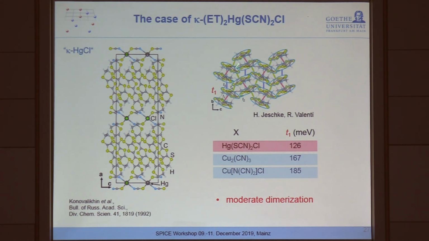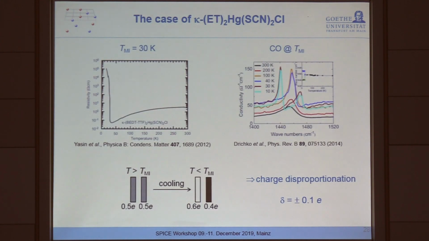It has also this kappa-type structure where, when you look from on top, the ET molecules have formed dimers. But according to Harald and Rose, the degree of dimerization, the intradimer hopping matrix element, is about 2/3 of that in our chlorine material. So here the degree of dimerization is only of moderate strength. This material shows a metal-insulator transition at 30 Kelvin, and this is the resistivity as a function of temperature. Resistivity increases by 5 to 6 orders of magnitude below 30 Kelvin.